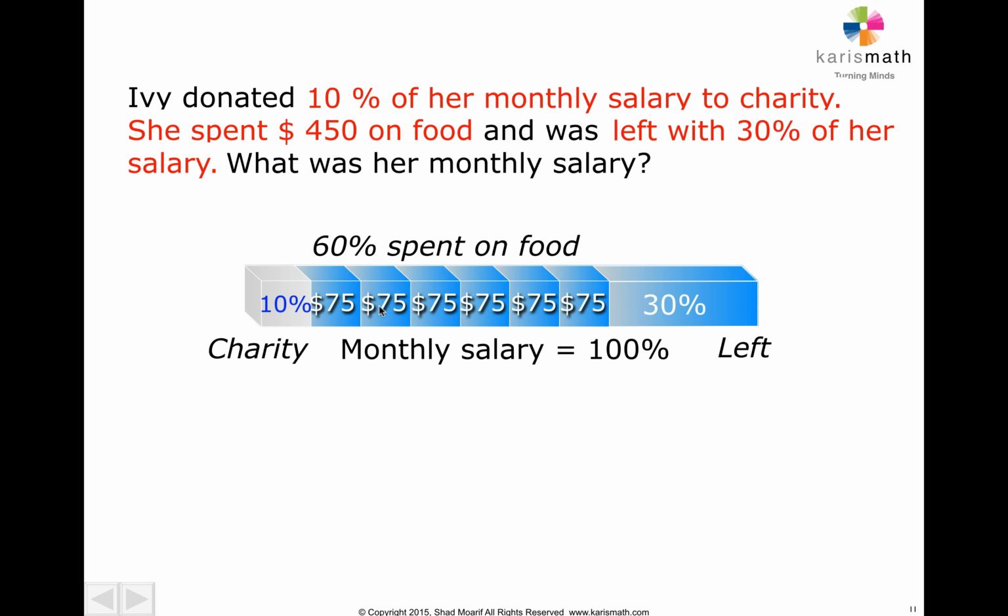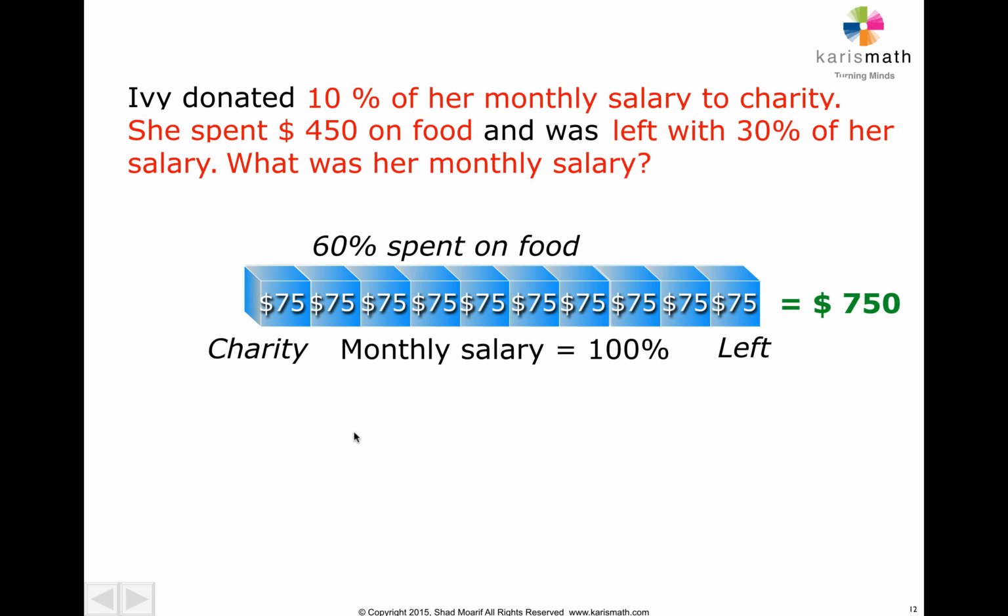You can work out how much that could be if you know that 1, 2, 3, 4, 5, 6 equal parts make 450, so each part must be $75. 450 divided by 6, so each one of those parts is $75. And so if there are 10 parts altogether, 1, 2, 3, 4, 5, 6, 7, 8, 9, 10, 10 times 75 is $750.